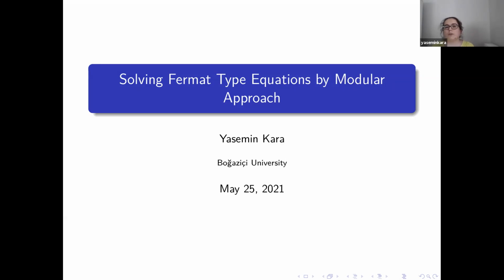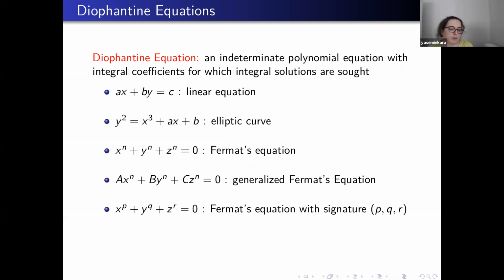Today, I will talk about solving Fermat type equations by modular approach. One of the main problems in number theory is finding solutions of Diophantine equations. So let's start by defining Diophantine equations. A Diophantine equation is an indeterminate polynomial equation with integral coefficients for which we would like to find integral solutions. And here are some examples.